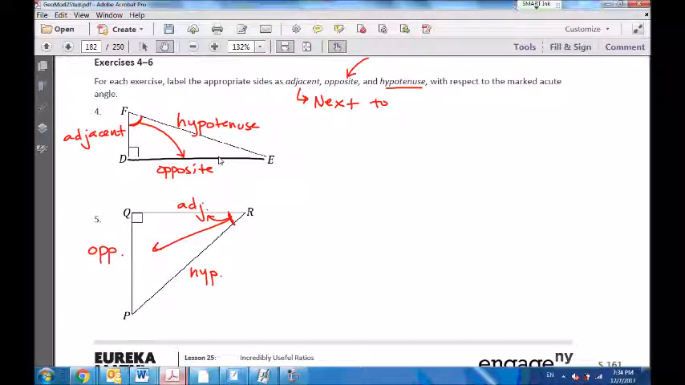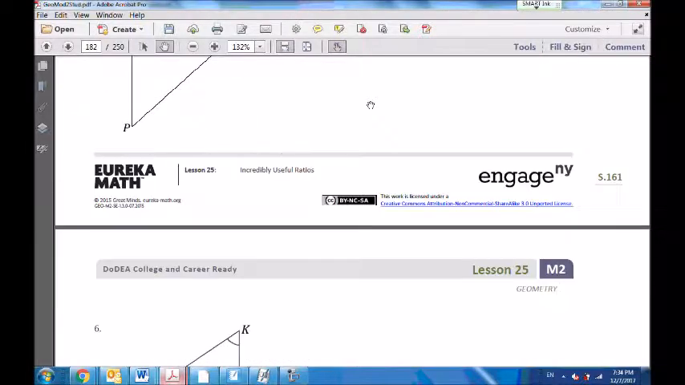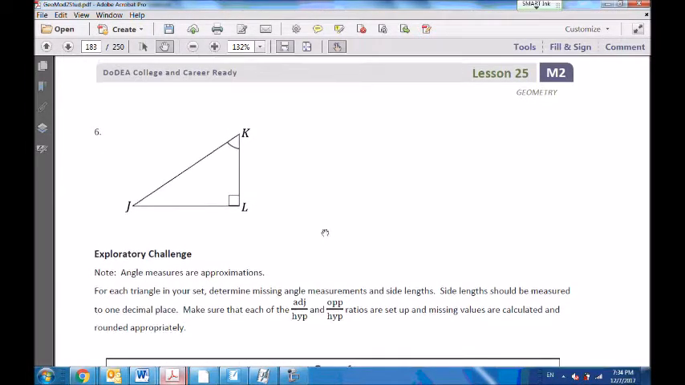Okay, let's try one more. For angle K, the leg adjacent to the angle is this one. And the leg opposite the angle is on the opposite side. And finally, the hypotenuse of the triangle is this one, which is always across from the 90-degree angle.